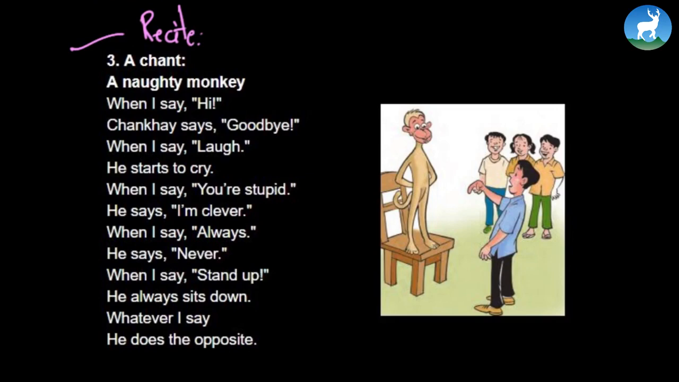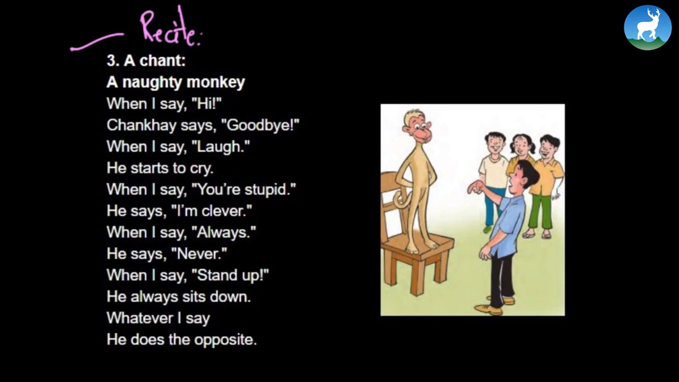Look at the picture. There's a monkey, by the way, standing on a chair, and people are laughing at this monkey, and there's one boy pointing his finger to the monkey. So let's read about this monkey.